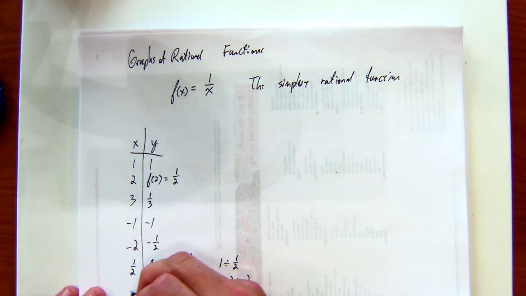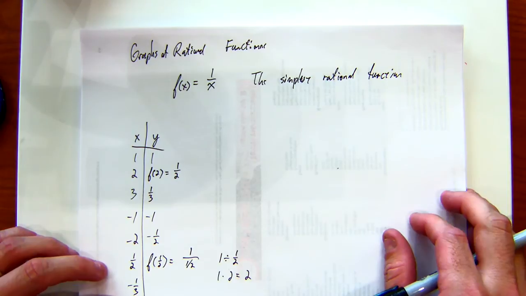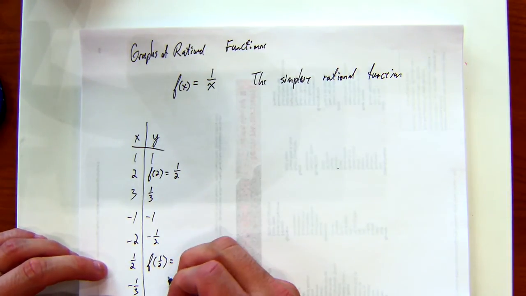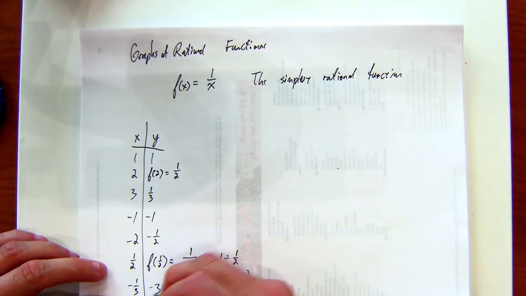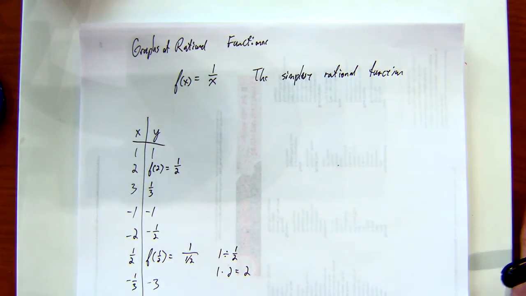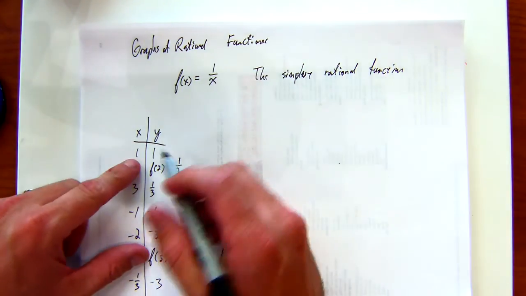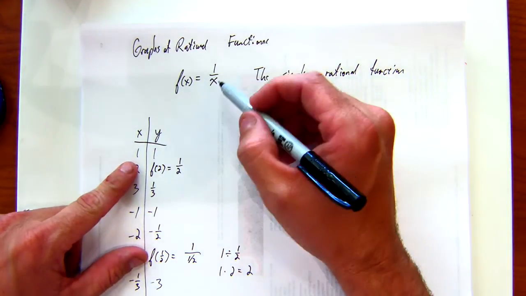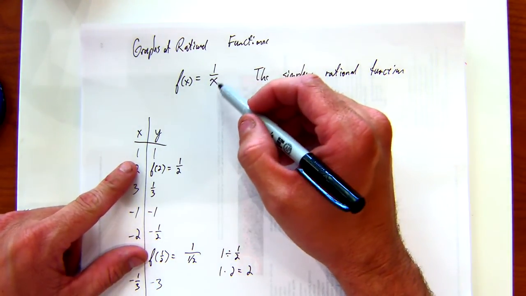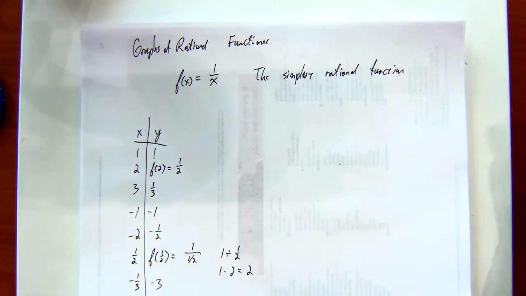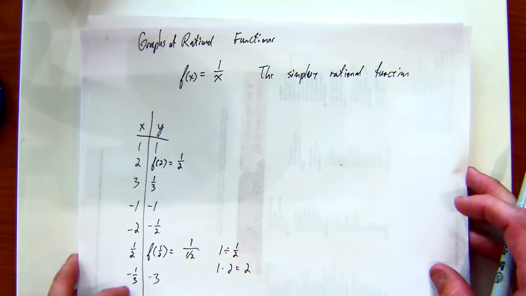What if I chose a negative 1/3? What is f of negative 1/3? Negative 3. What about x is 0? Can't do that. Why? Because if I plug in a 0 for this x here, I'm going to have 1 divided by 0. We can't do that. So 0 is not going to be in the domain.